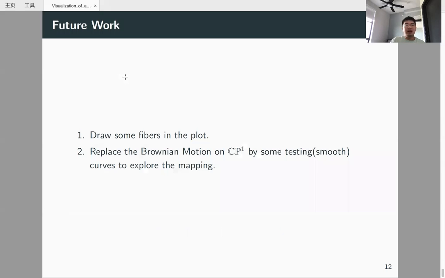So here's our future plan. We will draw some fibers in the plot, like the Brownian motion on S3, to see how it works. And next we will replace the Brownian motion on CP1 by some test curves, like smooth curves, because the Brownian motion involves some randomness. So we want to use some smooth curves to replace that randomness, to see how the mapping works and explore more properties of the mappings I said before. Okay, that's all. Thank you for listening.